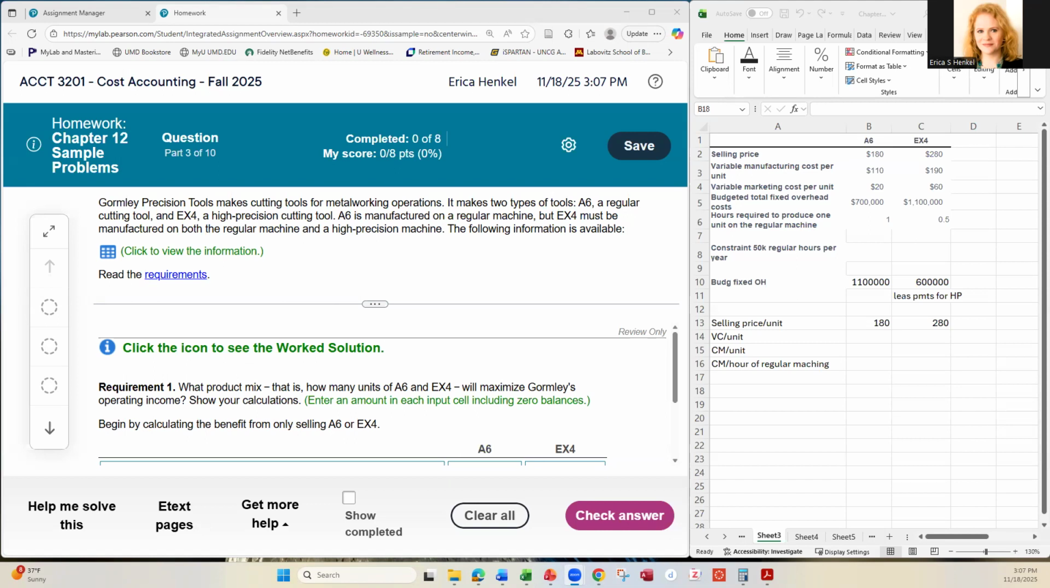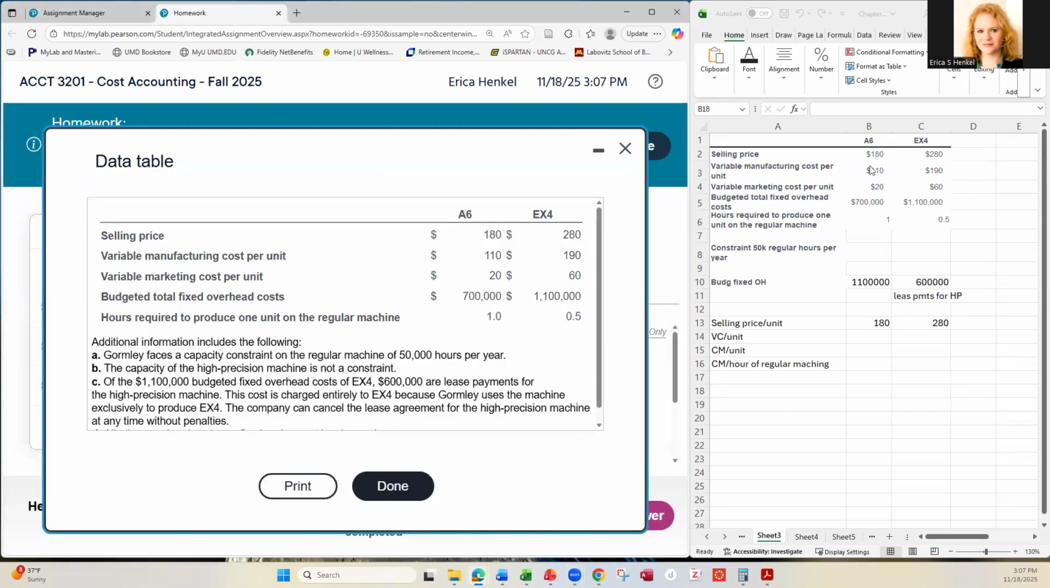We've got Gormley Precision Tools, and they make two types of tools, a regular tool and a high precision cutting tool. They manufacture the regular tool A6 on a regular machine only, but the high precision tool uses a combination of both the regular machine and the high precision machine. So they've given us a bunch of information here, which I've already copied over in terms of the costs.